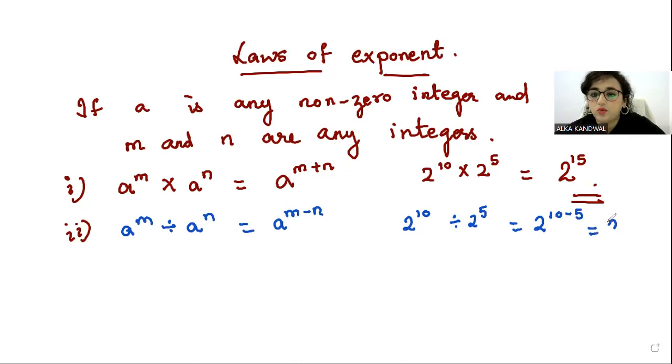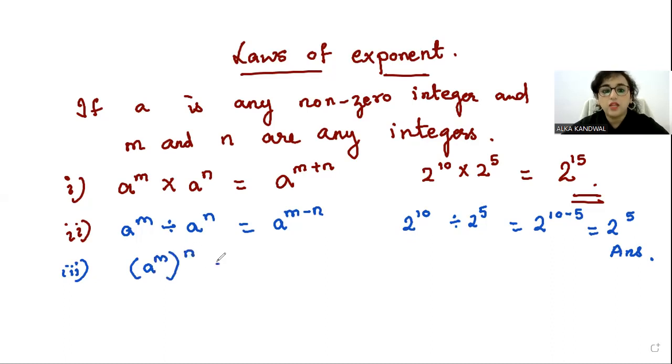So the answer will be 2 to the power of 5. That is the answer. Fine. Now the third one: if there is a number a to the power of m, and the whole is raised to the power of n, then the answer will be a to the power of mn.